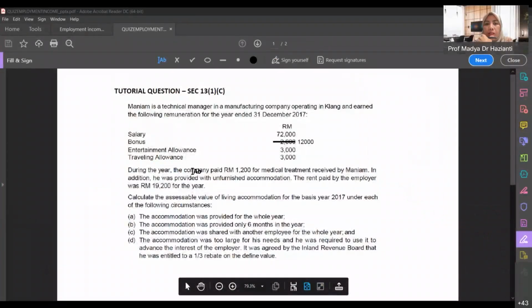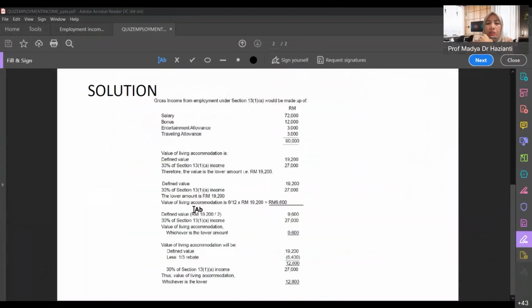Alright, let's look at question Maniam ni. So this is ada error sikit dekat soalan ni. Dia sepatutnya the bonus is 12,000 lah. If you refer to the solution. So for Maniam ni kita just tengok the accommodation. So I have provided to you the solution untuk Maniam ni. So I hope ada soalan tak untuk Maniam ni?